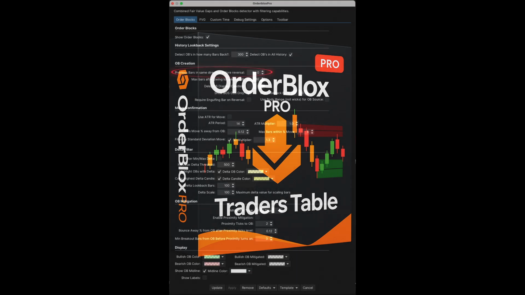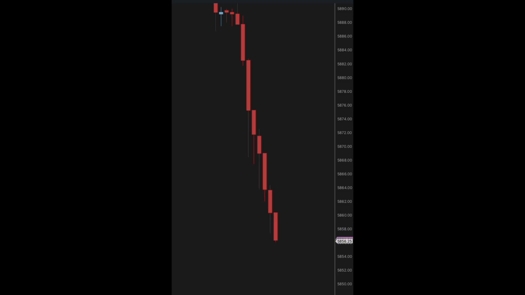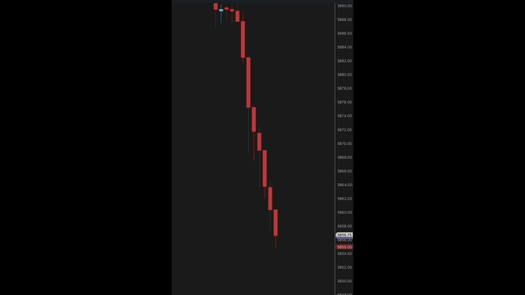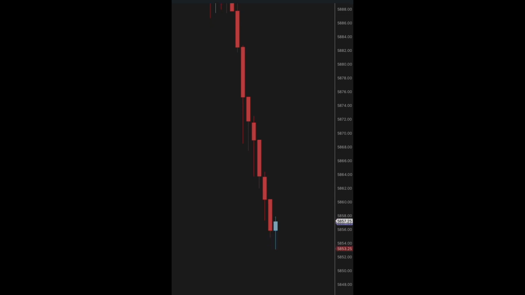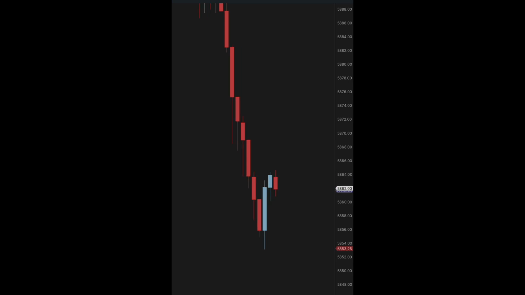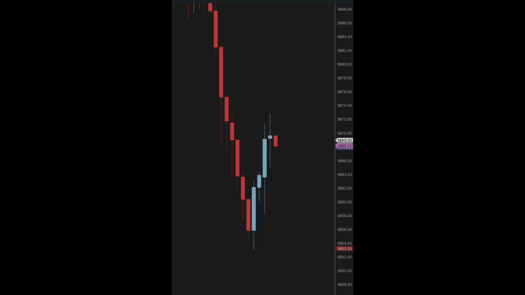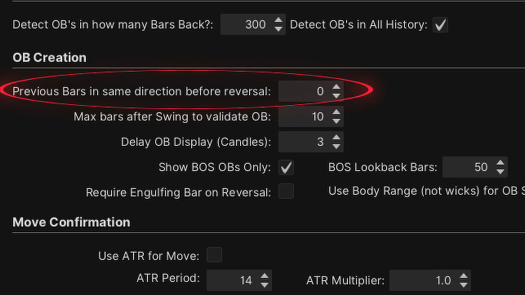Now looking at the OrderBlox Creation field here, the first option we have is previous bars in the same direction before reversal. So how many bars do we want to be consecutive in direction before that reversal happens? Let's say it's bearish price action. Price is going down, the bars are consecutively red, and then we get a green bar. Well, are we looking for an OrderBlox there? Maybe we are. So we're thinking, how many bars in the same direction do I want before I consider it an OrderBlox reversal?